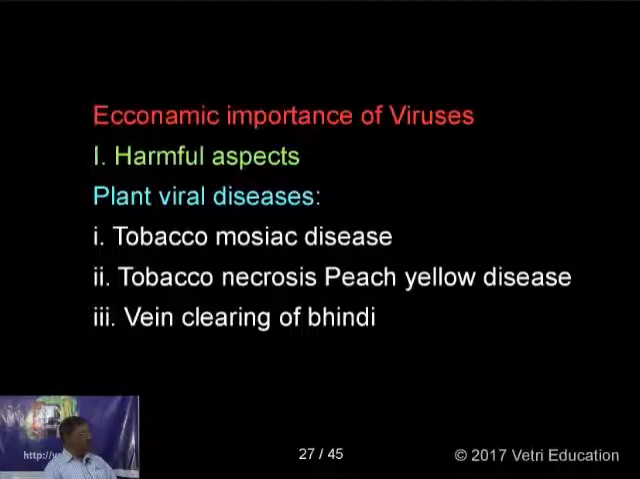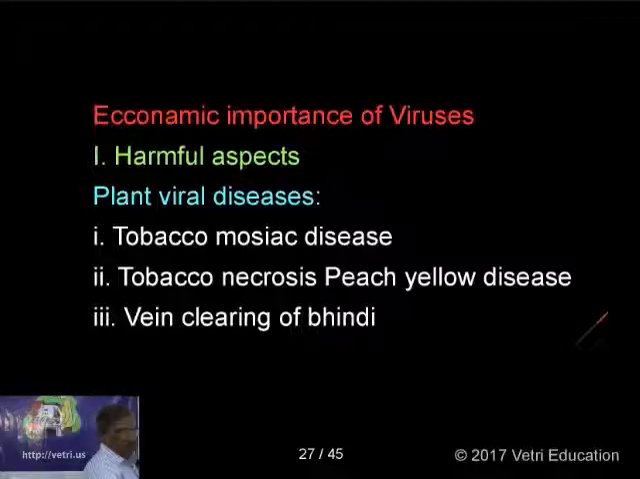The second one is tobacco necrosis, peach yellow disease. Necrosis means the killing of the cells, death of the cells and forming holes on the leaf, that is caused by tobacco necrosis peach virus, just like tobacco mosaic virus. The next one is the vein clearing of bindi. Bindi means lady's finger. It is commonly called bindi.